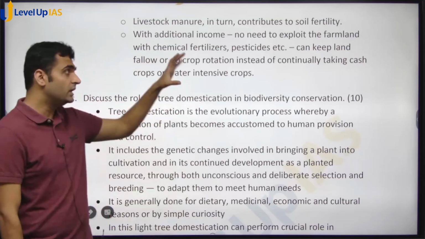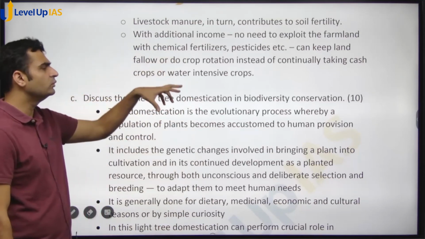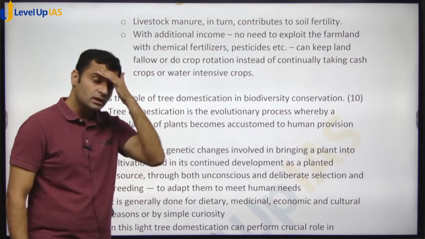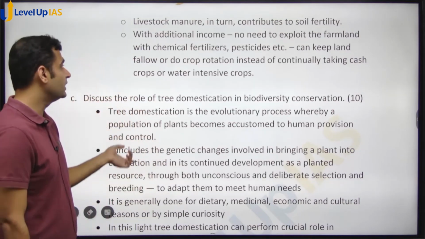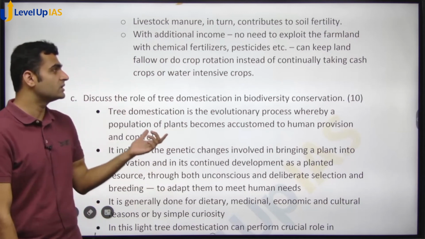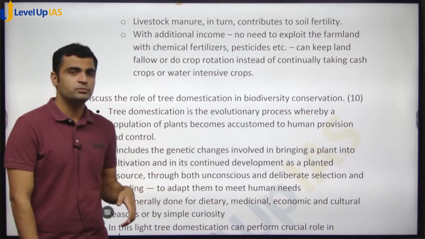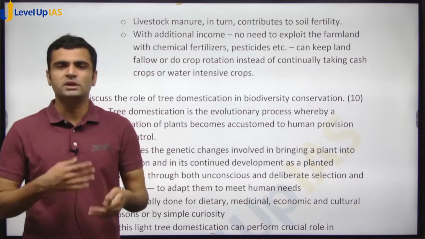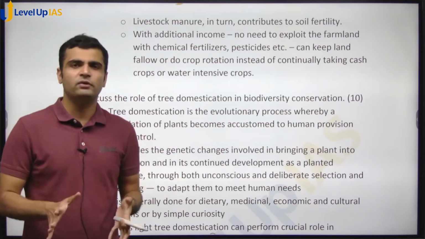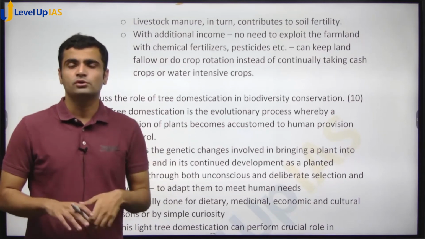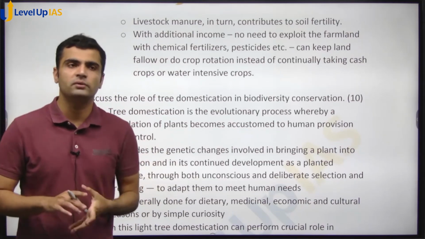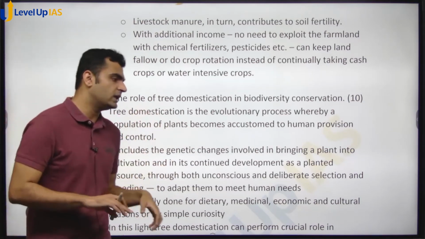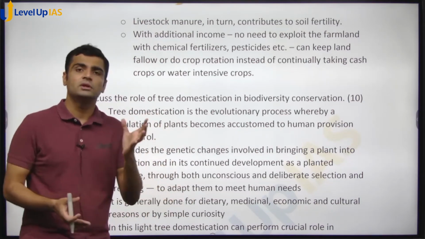Further, this is again an indirect point, but with additional income, there is no need to exploit farmland with chemical fertilizers or pesticides, and you can keep land fallow or do crop rotation instead of continually taking cash crops or water intensive crops. So instead of taking rice, wheat, rice, wheat, rice, wheat, you can keep land fallow, or you can take some other crops so as to maintain soil productivity if you have additional income from livestock farming as well. That is again another indirect benefit of mixed farming.